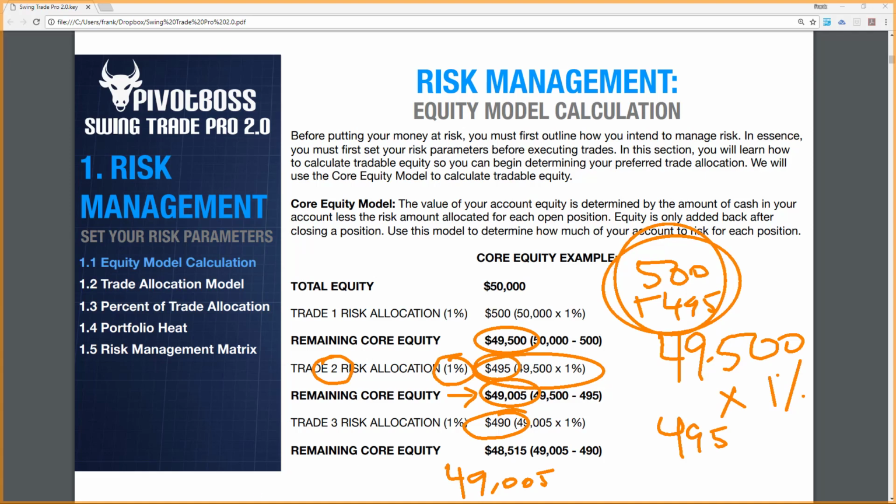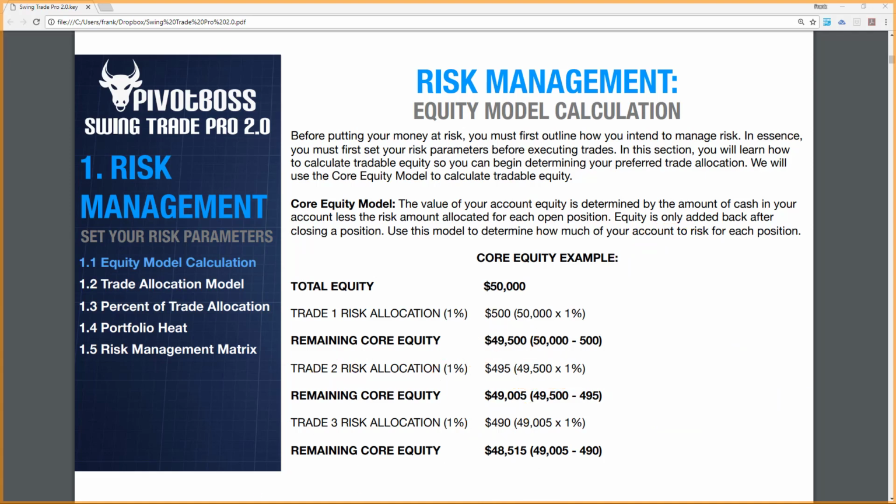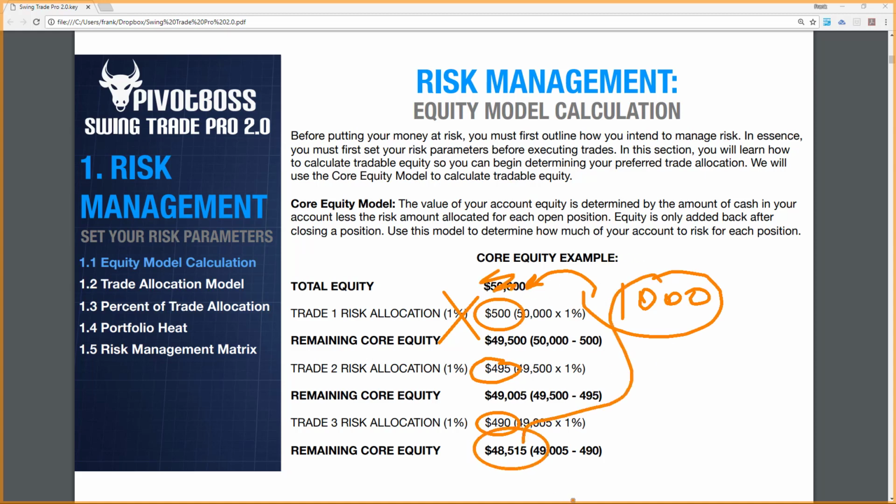Now, say you were to be in these three trades, right? This one, and this one, and then you close this one for a gain of, say, $1,000. Now that $1,000 goes back into this remaining core equity, and from there you can use that to look at the next trade, which would be now a third trade after 2 and 3 are in. You knock that one out, and now this one's open, and maybe another one, T4 here.